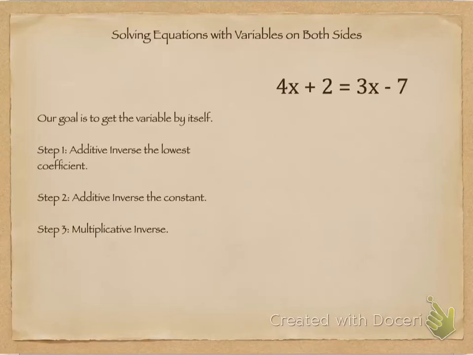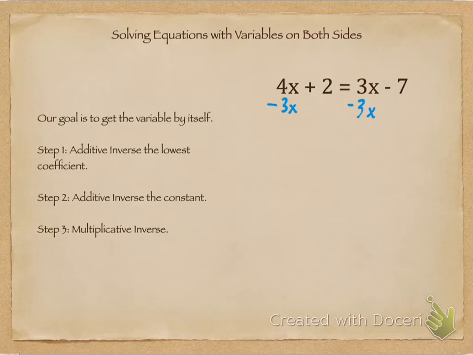Hey guys, this time we're going to be solving equations with variables on both sides of the equal sign. We're going to, again, always get the variable by itself. We're going to start by doing the additive inverse of the lowest coefficient with the variable. Here we have a 4x on the left side and a 3x on the right side. Our lowest is going to be 3x, and that's what we're going to subtract from both sides.